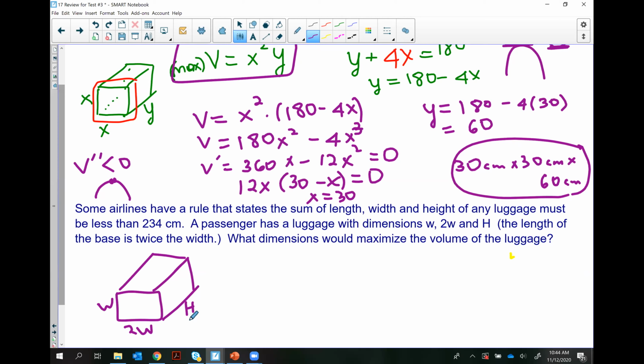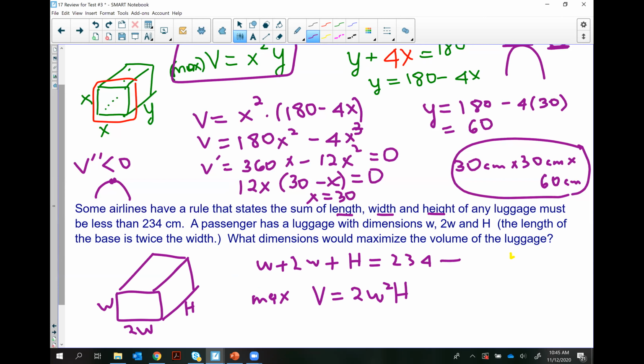So the sum of all the three dimensions must be 234. The sum of length is length, width, and height. So W plus 2W plus H must be equal to 234. That's a given. And we're trying to create the largest possible box. We want to maximize the volume of the luggage, right? So we want to maximize. Okay, what is the volume of this luggage? Here you would multiply all the three dimensions with each other, right? W times 2W times H. So there you're going to get 2W squared times H.